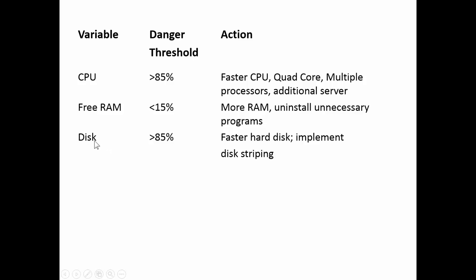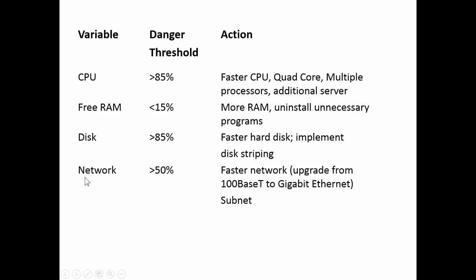Another key variable is disk utilization. And disk utilization, the danger threshold is greater than 85%. And some people like to say greater than 85%. Other people like to say when utilization is approaching capacity, that is a danger threshold. So if we hit a danger threshold, then we take an action, such as getting a faster hard disk or implementing disk striping. And that's where the operating system can write 2 disks simultaneously.